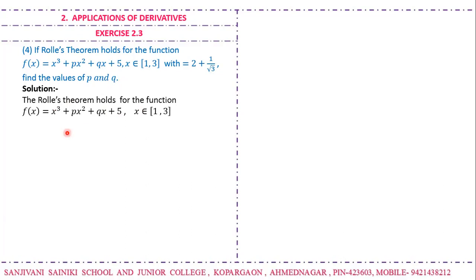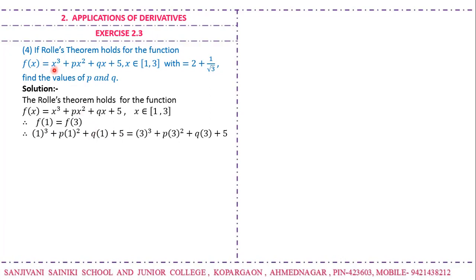So Rolle's theorem holds. That means the function is continuous on the closed interval [1, 3], the function is differentiable on the open interval (1, 3), and f of 1 is equal to f of 3. So we will use the third condition, f of 1 is equal to f of 3.